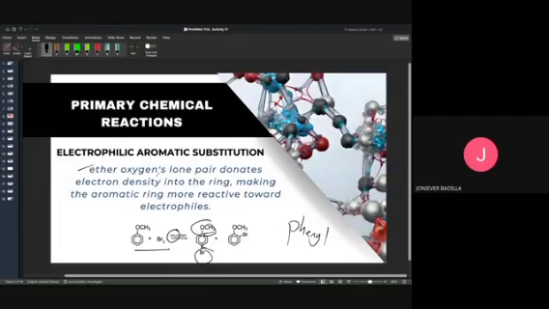Basically, what happened here is that the aromatic ring becomes more reactive towards your electrophiles. And electrophiles, since they are electron poor, will be attracted to a nucleophile. In this case, your nucleophile would be your aromatic ring since it contains more electrons. So again, as presented a while ago, your aromatic ring, since it is a nucleophile, is more reactive towards your electrophiles, represented as your E positive.